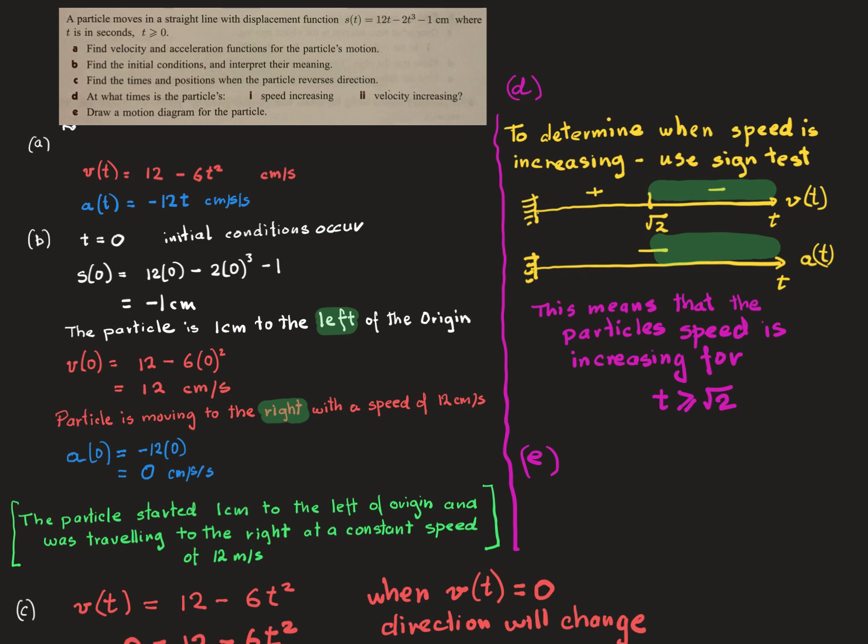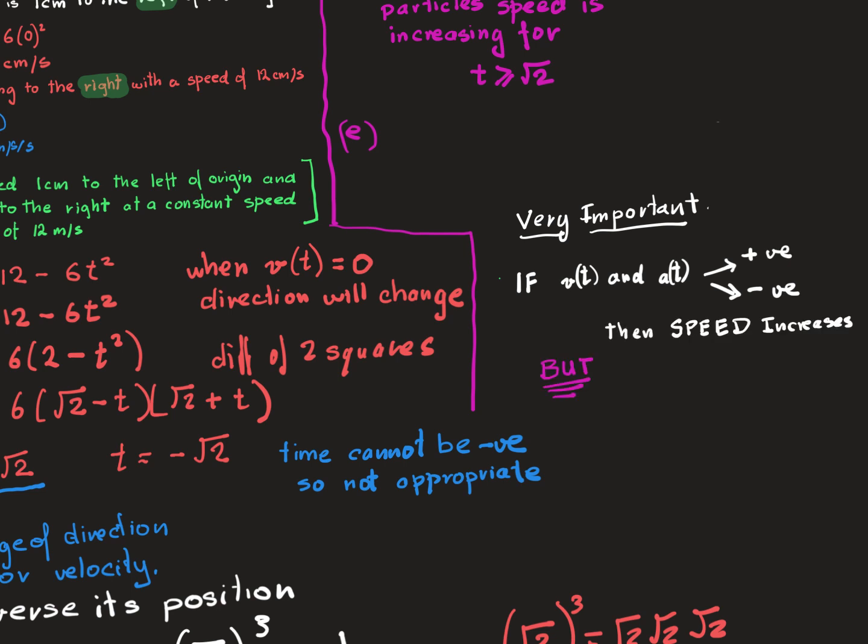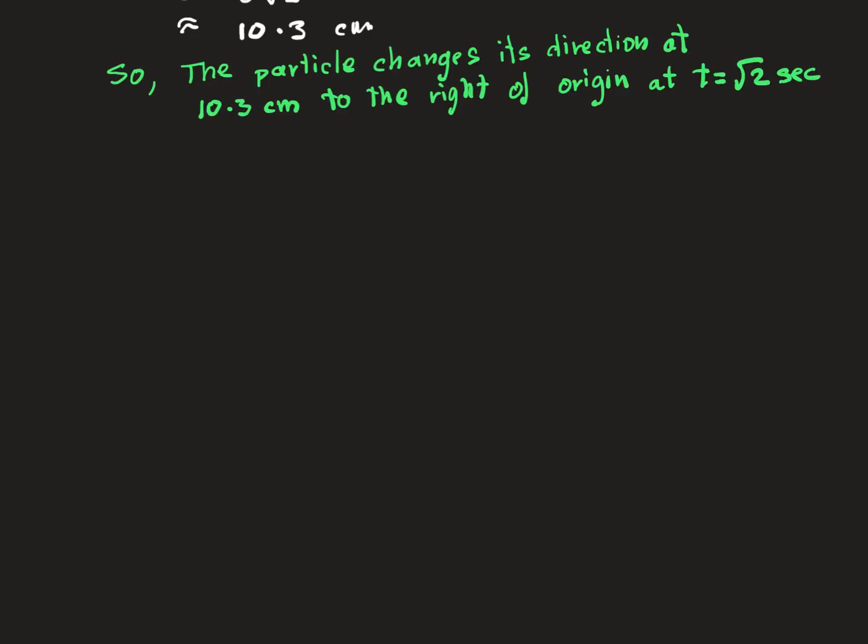This brings us to a very important conclusion. If v(t) and a(t) are both positive or both negative, then speed will increase. But velocity increases only when a(t) is positive.